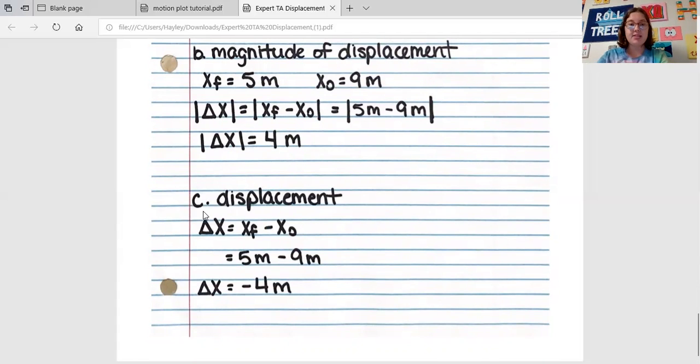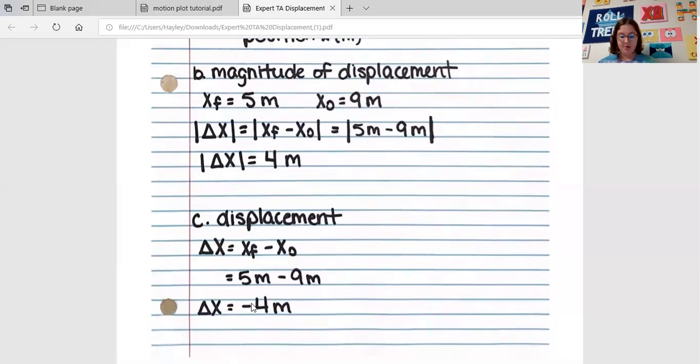And then finally, part C, we're solving for the displacement. The equation for this is delta x, which is change in position, equals final position minus initial position. Like we just stated, the final position is going to be 5 meters minus the initial position of 9 meters. Notice that there's no absolute value because direction does matter. It's a vector. So the displacement is going to be -4 meters.